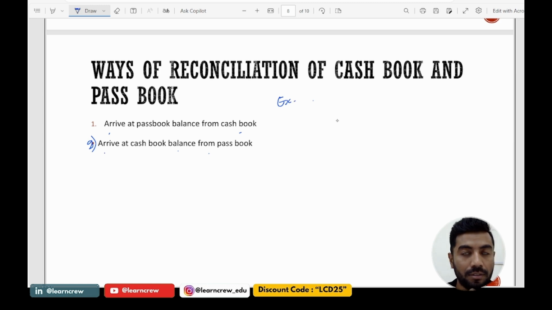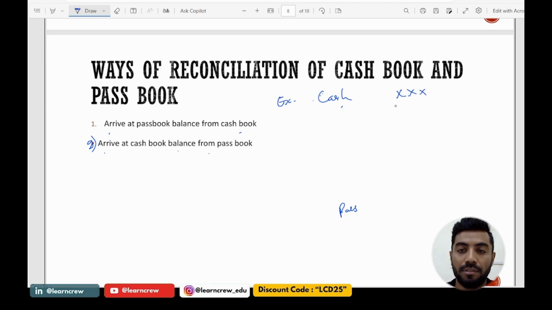So what happens here? Say for example, we are starting with cash book. We are ending with passbook. We have to end with passbook. There is some balance which is given.